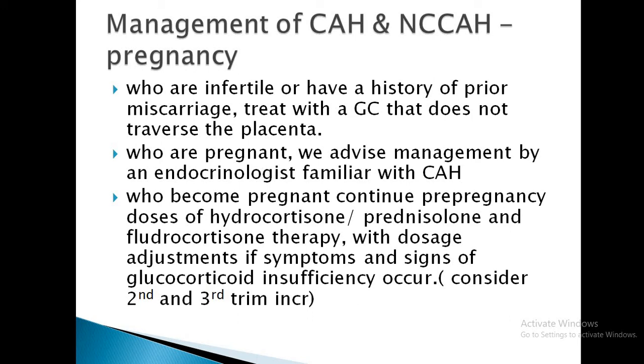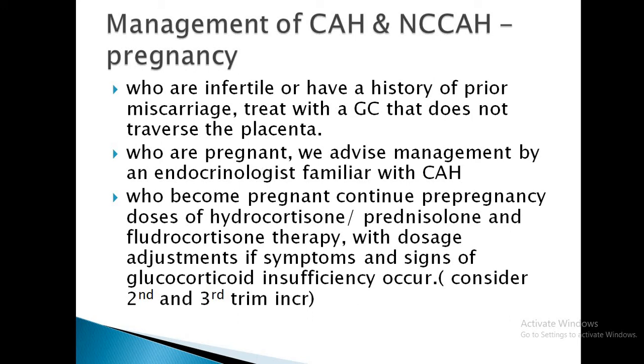So those who become pregnant continue the pre-pregnancy dose of hydrocortisone or prednisolone and fludrocortisone, with dosage adjustments if symptoms and signs of glucocorticoid insufficiency occur. So androgen and cortisol levels gradually increase during pregnancy due to an increase in the SHBG, that is the sex hormone binding globulin, and the corticosteroid binding globulin, the CBG.